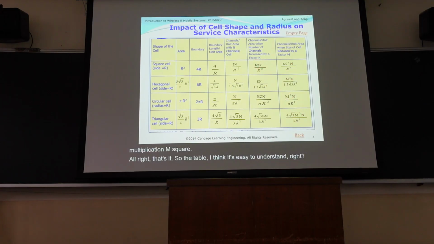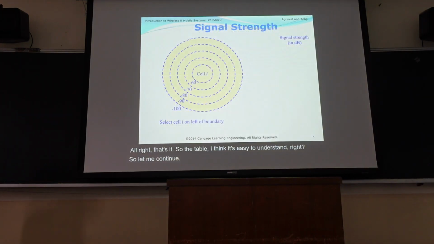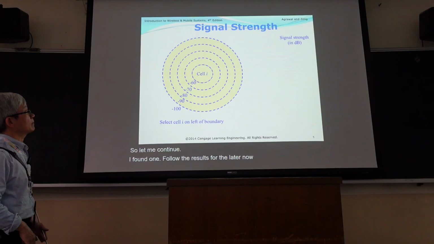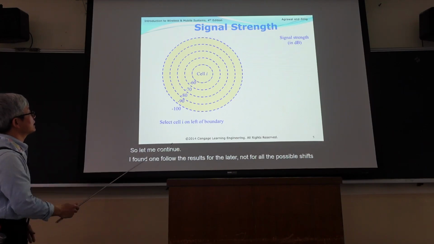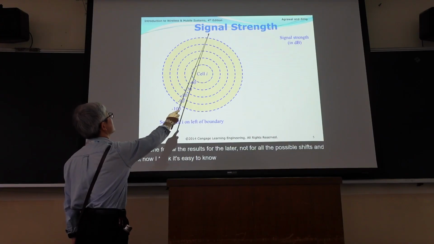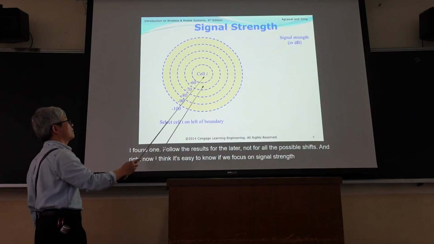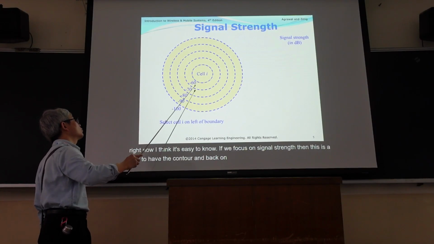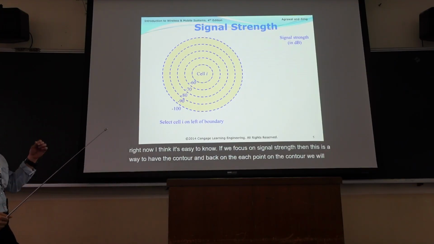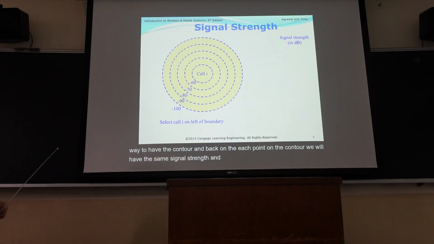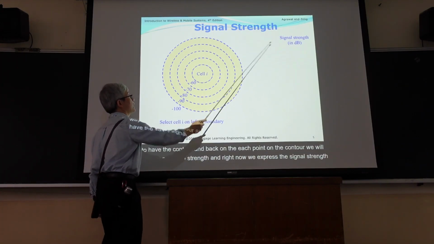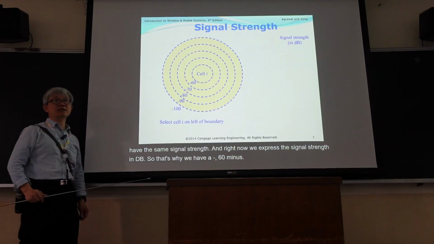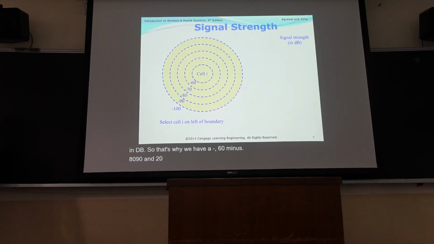So let me continue. In fact, we will follow the results for the hexagon later, not for all the possible shapes. And right now, I think it's easy to know if we focus on signal strength. And right now we express the signal strength in dB. So that's why we have minus 60, minus 70, 80, 90, and 100.